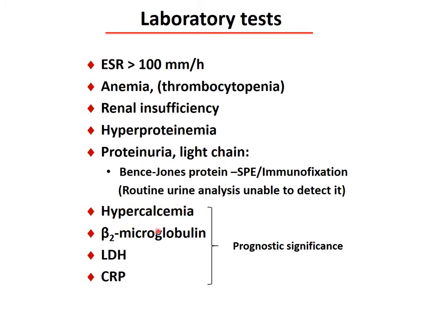Hypercalcemia, beta-2 microglobulin, LDH, very important. LDH is very, very important because if we have a disease where the cell turnover is increased, or we have damage of the cell system, the LDH activity is high. CRP only shows that we have infection, for example, repeated infection in this case. And these are the prognostic features, so they have prognostic significance to check.